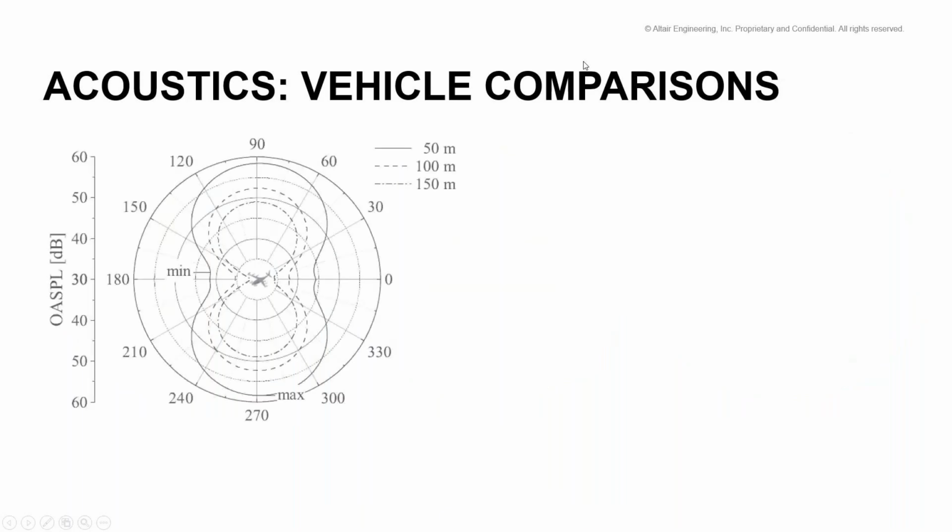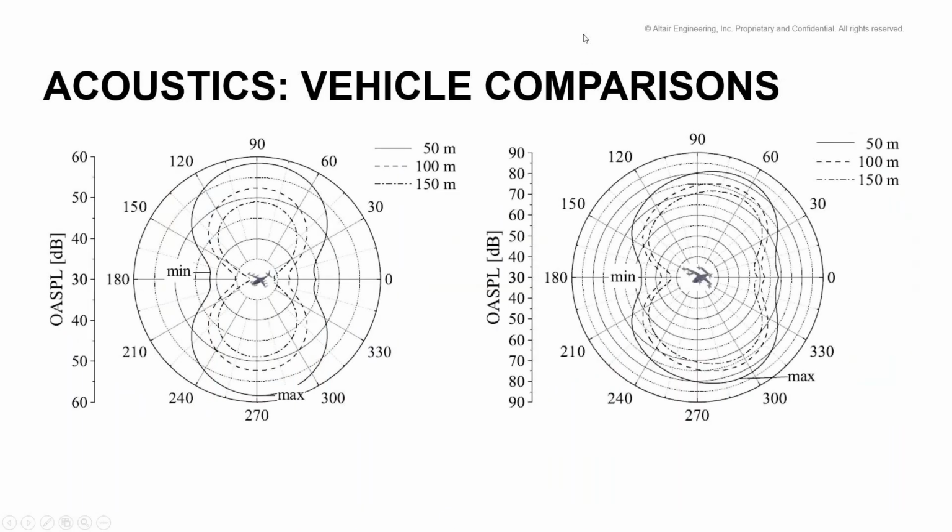Likewise, if we are talking about vehicle comparisons, and we go away from the vehicle at maybe 50 meters, 100 meters and 150 meters, what will be the overall placement of the noises, whether we are talking about tonal or broadband noises? This kind of results you will be able to get from the tool.